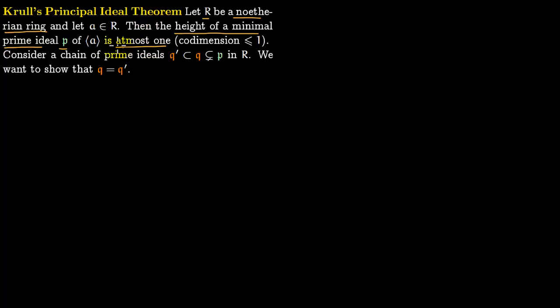What it means, more concretely, is if you consider a chain of prime ideals like this, Q prime is contained within Q, which is strictly contained within P, so there is no equality here in R. The height of this prime ideal P, which is a minimal prime ideal containing A, is at most 1. So these two have to be equal, because P strictly contains Q, so there has to be an equality here because the height is at most 1. So we have to show that Q is equal to Q prime. So these two are equal, so the height is 1.